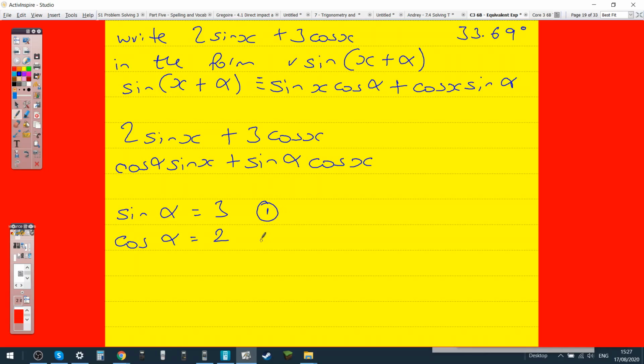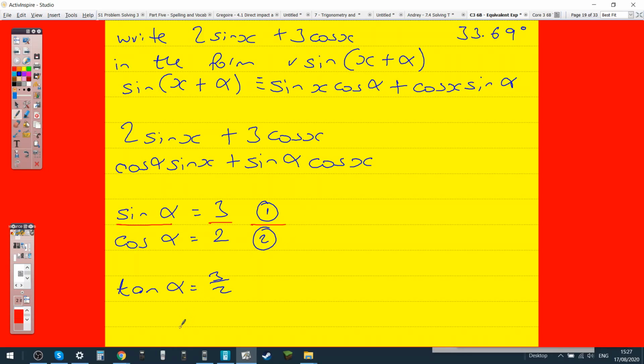Arc sine of 3 and arc cos of 2. I'm sure that'll work. You can do it in one go. You can divide them. Divide one by the other so that you get tan alpha, equals 3 over 2. Yeah.